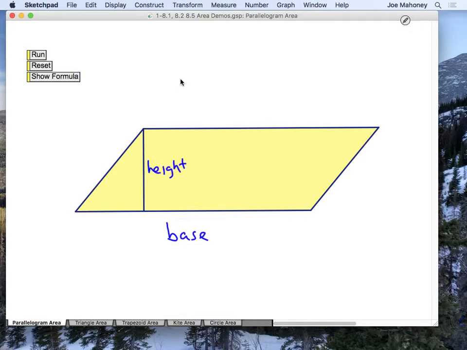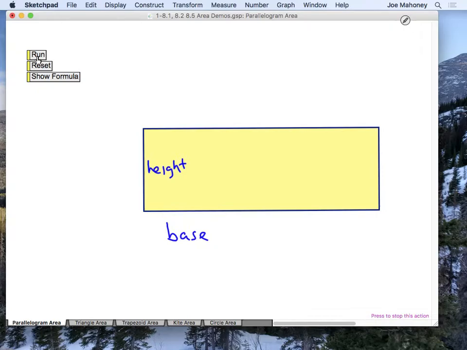So watch what happens when I press run. What's going to happen is, we're going to chop off one side of the parallelogram and slide it across to the other side. Notice the shape that we get. We end up with a rectangle. So just like a rectangle, the formula for the area of a parallelogram is base times height.